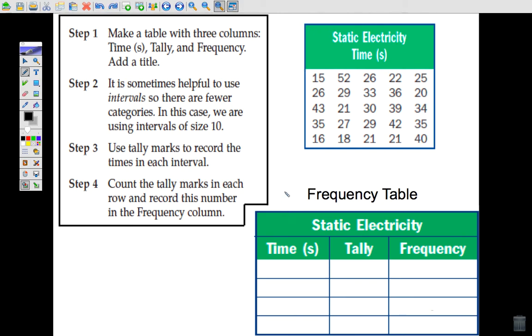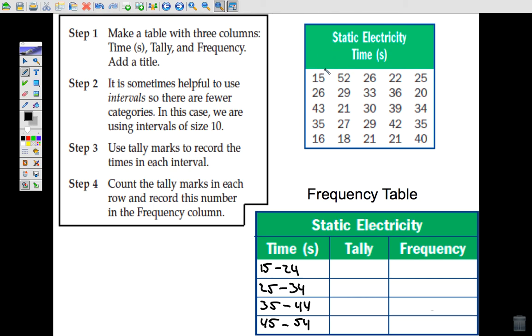So maybe what I'll do is I'll go 15 through 24 seconds, and 25 through 34, and 35 through 44, 45 through 54. I think that covers our highest number, 52. The smallest number is 15. I think that'll work. Okay, so I go through, and any number between 15 and 24, I'm going to cross out. It's helpful to cross these out as you go.